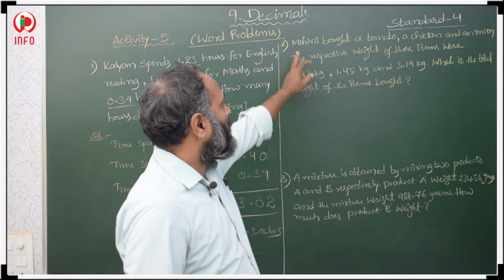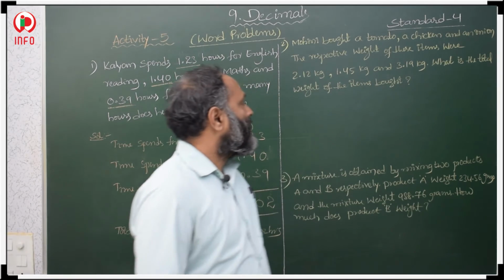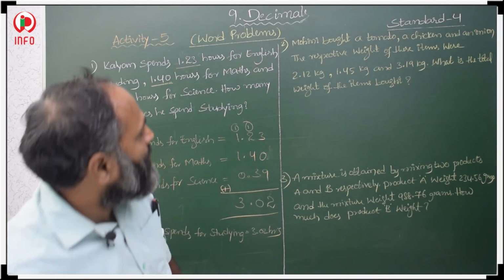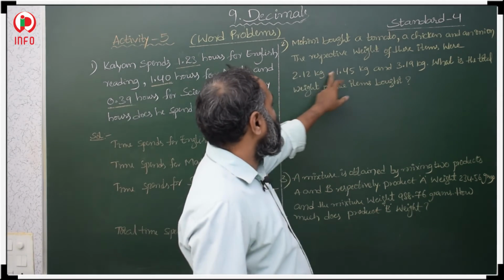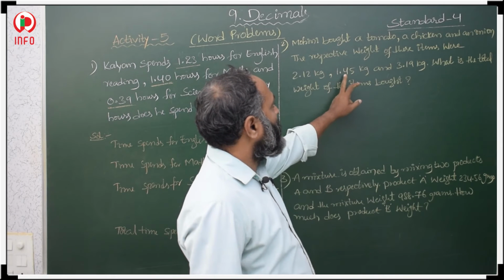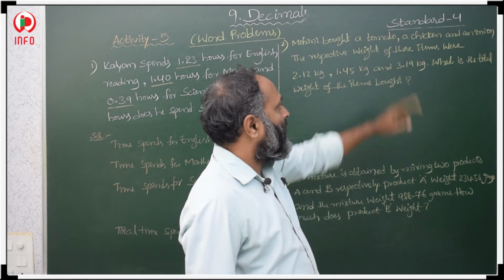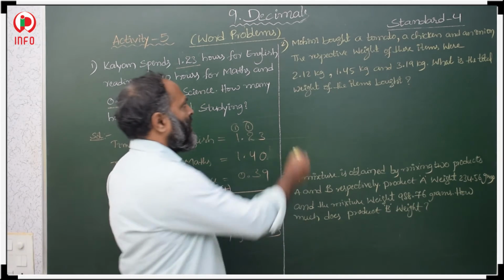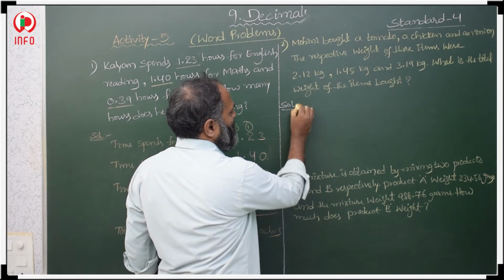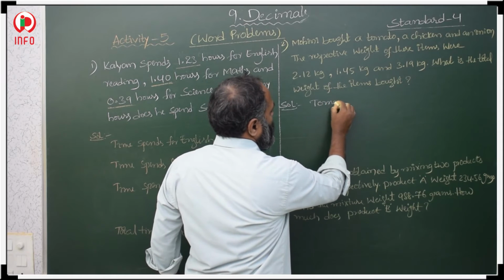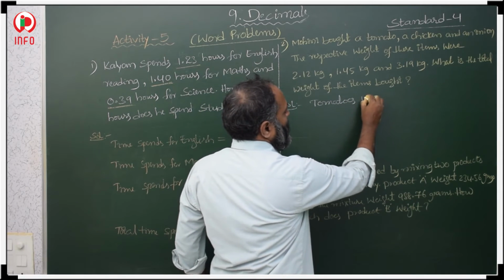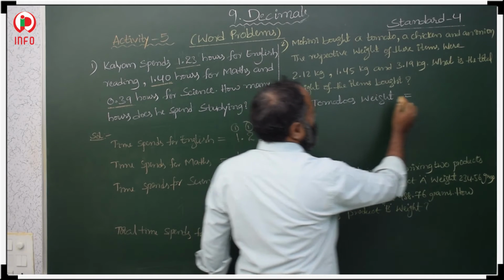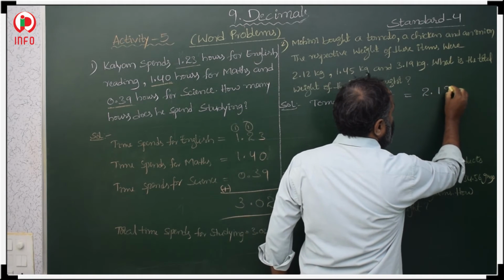Now the second one. Mohini bought tomatoes, chicken, and onion respectively. The weight of these items is given. Tomato weight 2.12 kg, chicken weight 1.45 kg and onions weight 3.19 kg. So we have to find the total weight. First, tomatoes weight. Tomatoes weight is 2.12 kg.